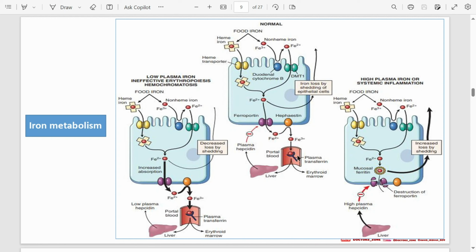Plasma transferrin transports it into the bone marrow and to the liver, and the liver also produces the protein hepcidin, and this hepcidin is the negative regulator of iron absorption and its transport. So what happens when there is a low plasma iron? Liver starts to decrease the synthesis of the hepcidin, and there is increased absorption and transport of the iron. But when there is a high plasma iron, liver starts to increase the synthesis of hepcidin. This hepcidin blocks the ferroportin channels, and there is decreased absorption and transport of the iron.